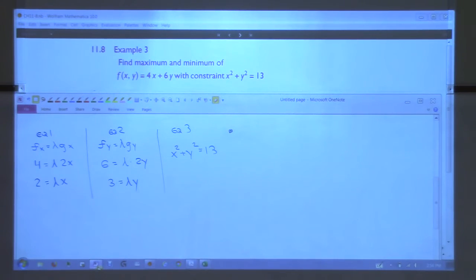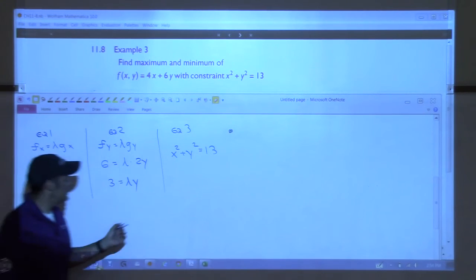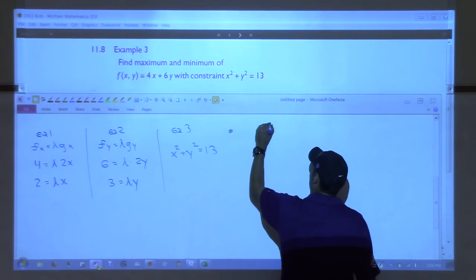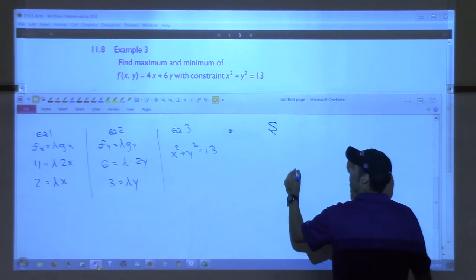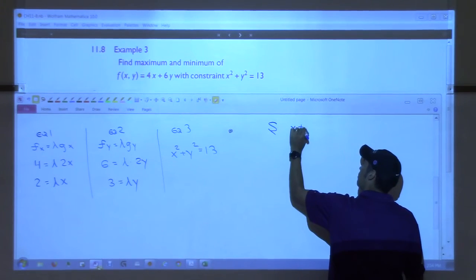Either lambda, x, or y by itself on one side. Okay, let's go with lambda by itself here. The only way to get lambda by itself at this point is to divide by x, which means you need to think about what you are now eliminating from a possible solution. So I'm going to start thinking, suppose x is not 0.